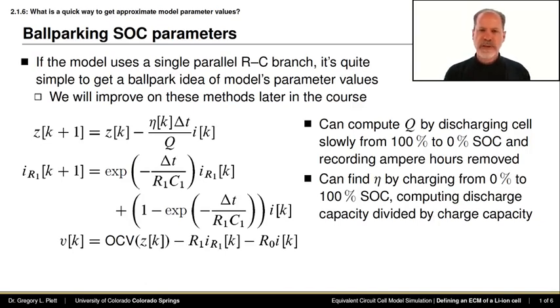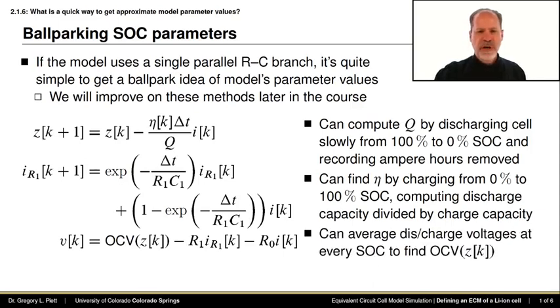We can also find the coulombic efficiency eta in a relatively simple way. We start with this cell completely discharged at 0% state of charge, and then we charge this cell up to 100% state of charge using, again, the manufacturer suggested way of doing so. And that gives us a charge capacity, how many ampere hours of charge were needed to do that. And if we take the discharge capacity and divide by the charge capacity, that gives us the coulombic efficiency of this cell.